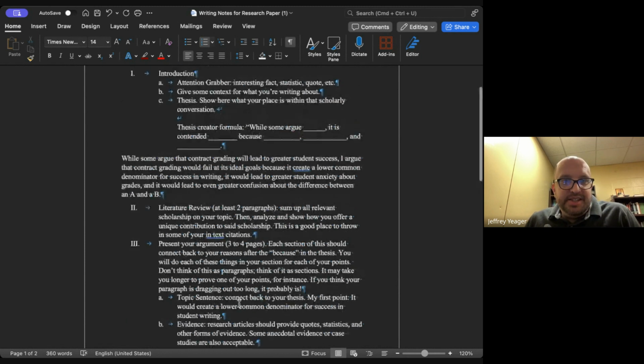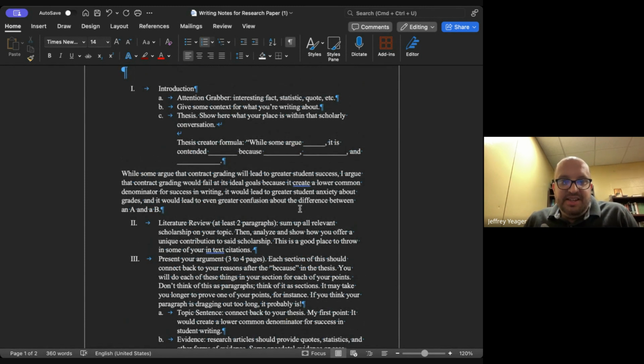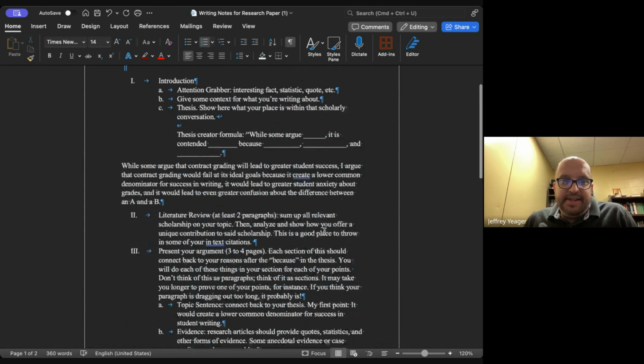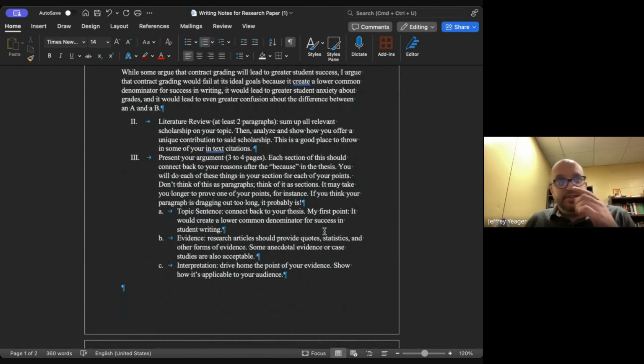Then I would do that again. So my second point from the thesis, it would create greater student anxiety about grades. Okay, let's say I did that for my second point. I need to bring in evidence. Here's all these students who really wanted an A. So this contract grade thing drove them crazy because A work wasn't clearly defined by the contract. So I can be like, this is going to cause a lot of mayhem and confusion for students. That might be my point.